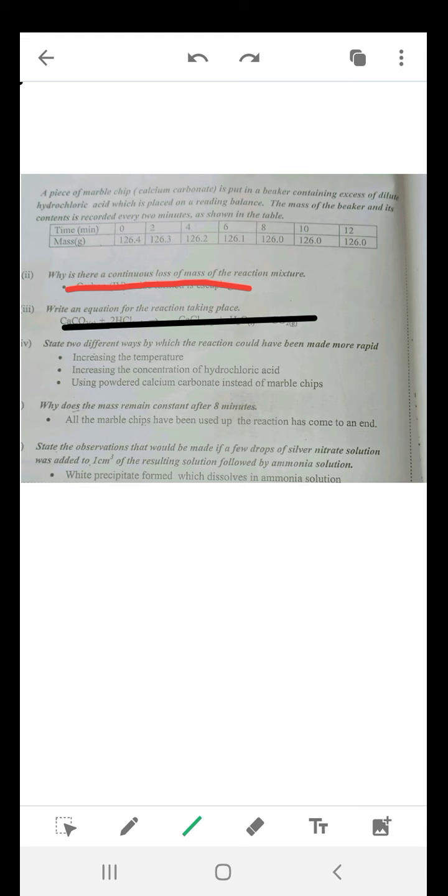Then another question: write an equation for the reaction that takes place. So we know this is a mineral acid, that is hydrochloric acid, reacting with a carbonate. Can you write the reaction? We have said that there are 3 products that will be formed. Write somewhere a chemical reaction for this. Then balance.